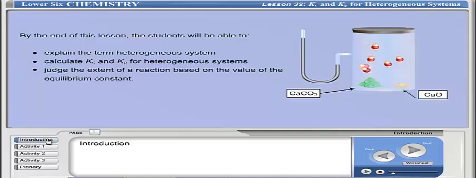By the end of this lesson, the students will be able to explain the term heterogeneous system, calculate Kc and Kp for heterogeneous systems, judge the extent of a reaction based on the value of the equilibrium constant.